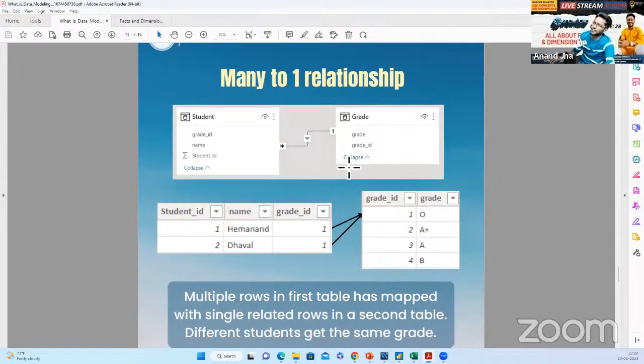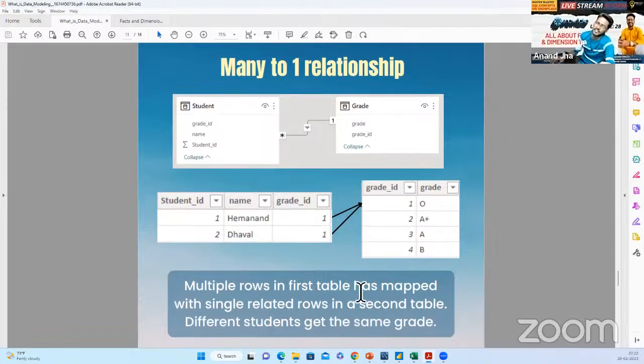Multiple rows in the first table are mapped to a single related row in the second table. Different students getting the same grade. A lame example, but different students can get the same grade. Different customers doing the same kind of transaction, transferring some amount from India to US, say $100 or $200. That can happen.